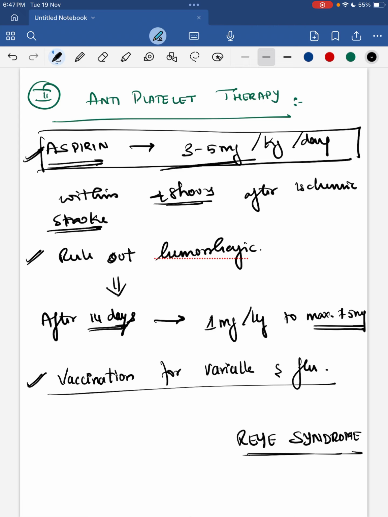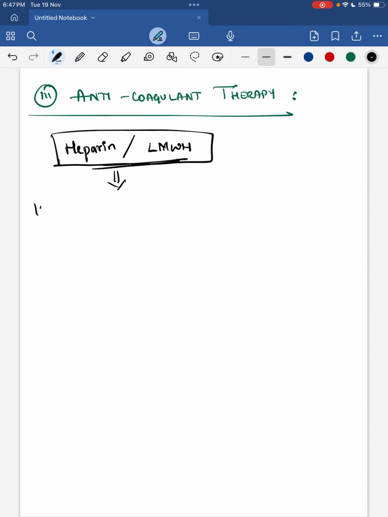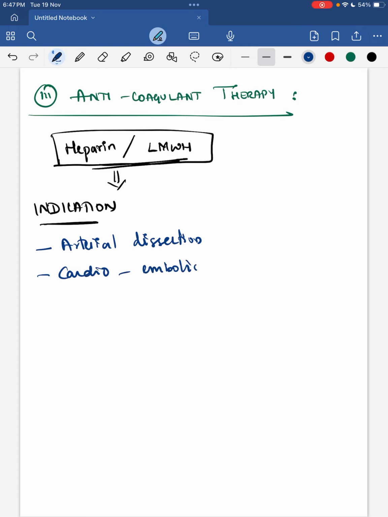Next is regarding your anticoagulant therapy. In anticoagulant therapy, you will be using heparin, or you can use low molecular weight heparin. So what are the indications for using heparin and low molecular weight heparin? Indications are when the child is having features of arterial dissection or cardioembolic stroke, or third, when the child is having a hypercoagulable state. You will be using heparin or low molecular weight heparin.